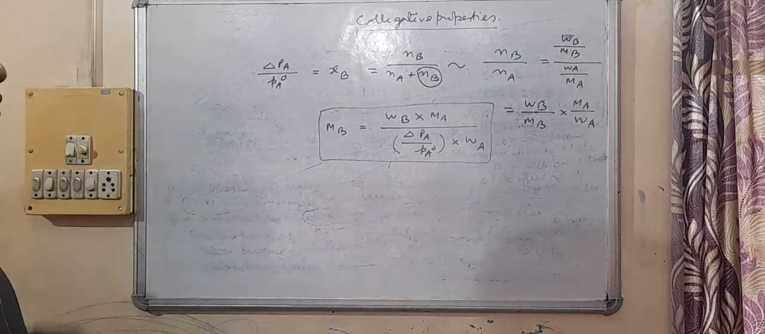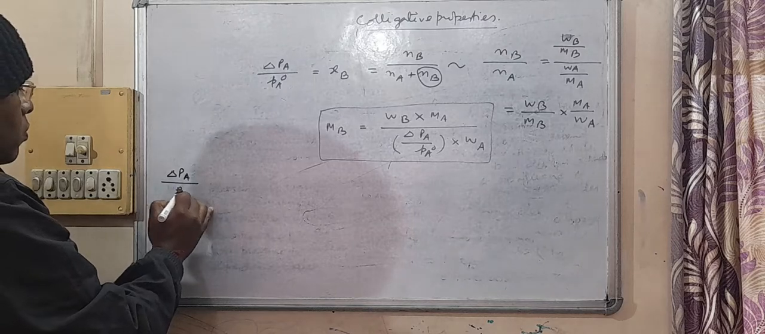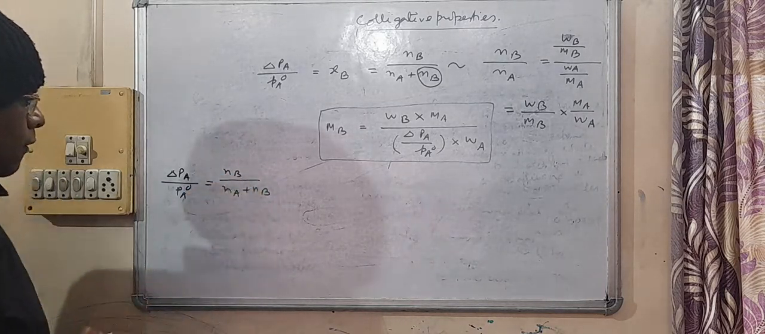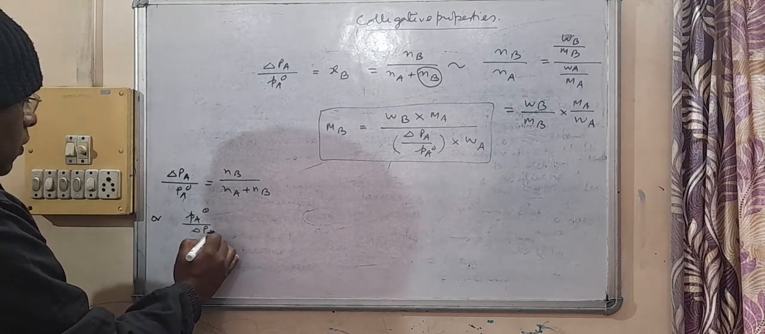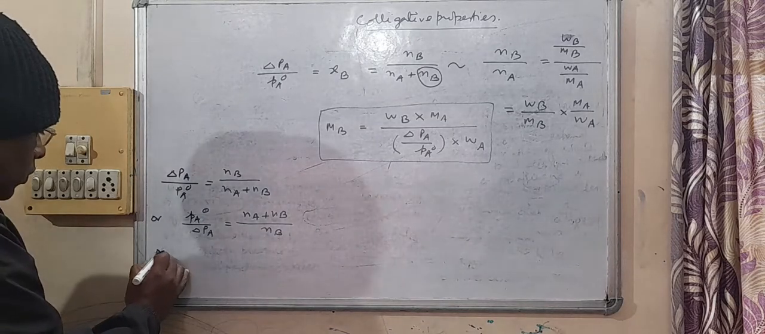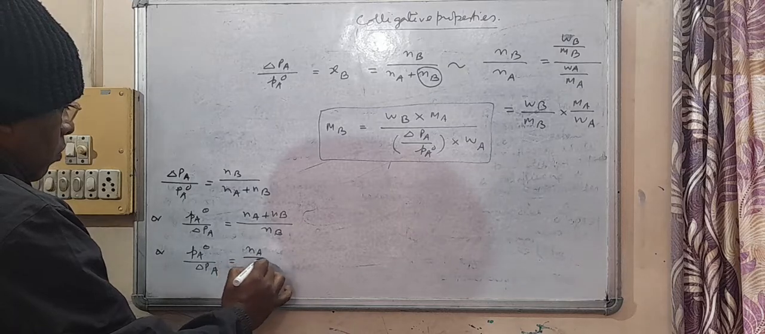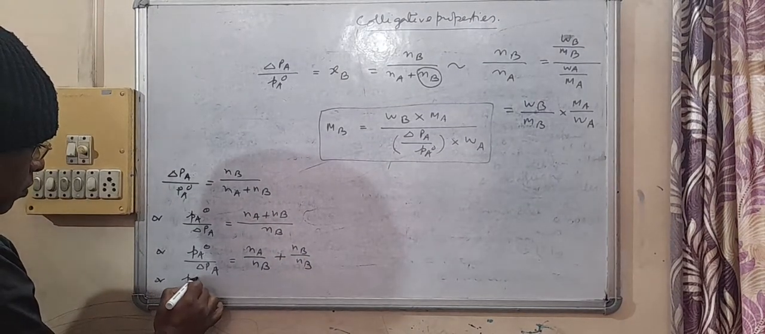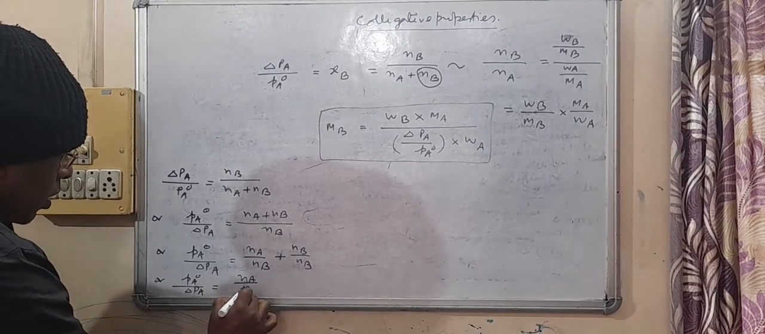Okay, so it is like this. So straight away I am writing this equation: delta Pa by Pa naught is equal to Nb by Na plus Nb. Now let us make it upside down. So it will be Pa naught by delta Pa is equal to Na plus Nb by Nb, or Pa naught by delta Pa will be Na by Nb plus Nb by Nb. So it will be Pa naught by delta Pa is equal to 1 plus Na by Nb plus 1.